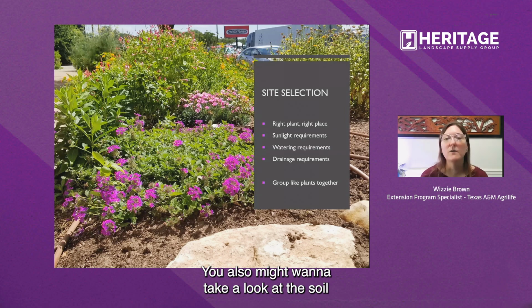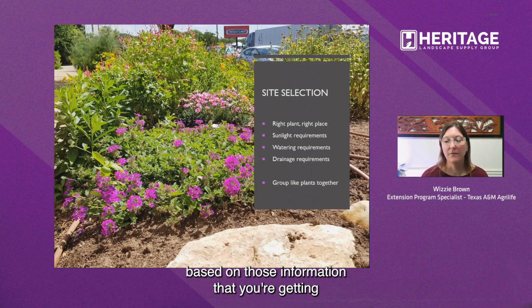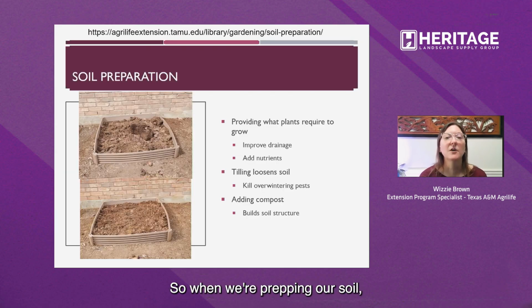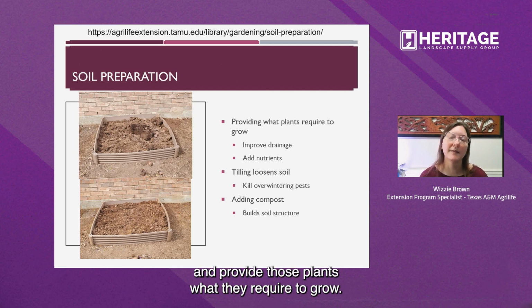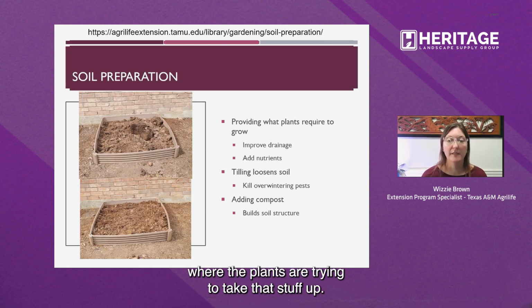You also might want to take a look at the soil and see how well it drains, and then make decisions based on the information that you're getting from those particular things. So when we're prepping our soil, this is going to help build the soil and provide those plants what they require to grow. This is going to help improve drainage, which is also going to allow the nutrients to get down into the root zone where the plants are trying to take that stuff up.